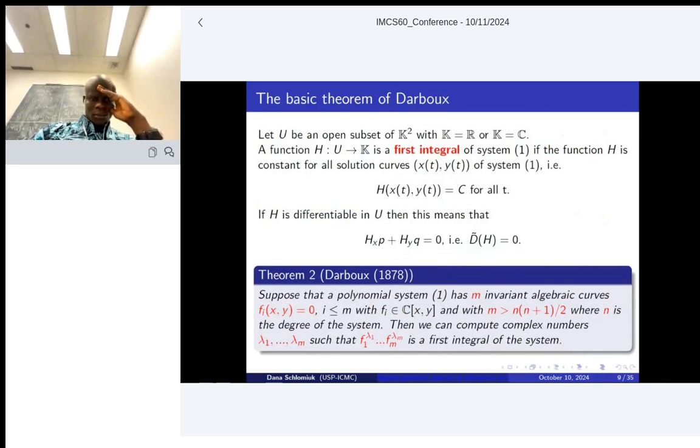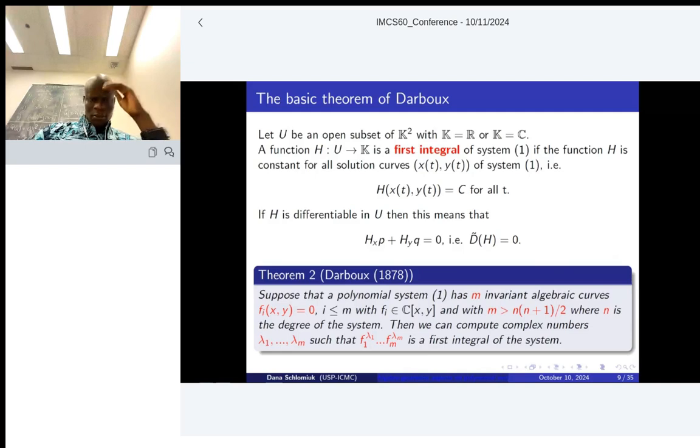The basic theorem of Darboux is about integrability. Let us recall that a function H defined on U with values in K, where K is either the real field or the complex field, is a first integral of the system if it is constant along every solution curve x of t, y of t for all t. In other words, if we apply the vector field to H, we get 0.